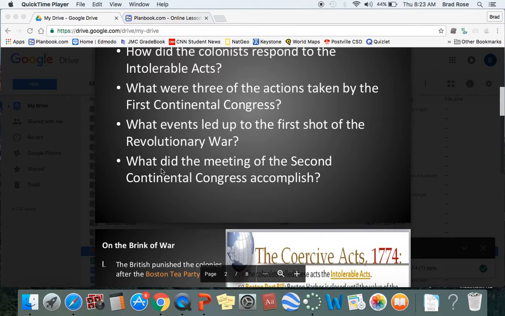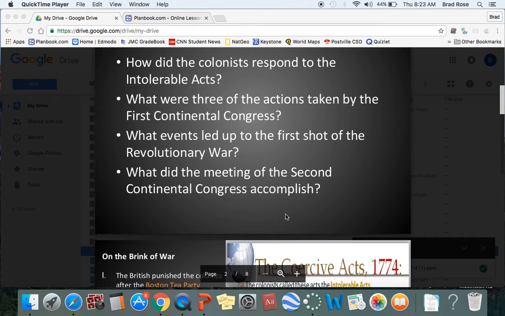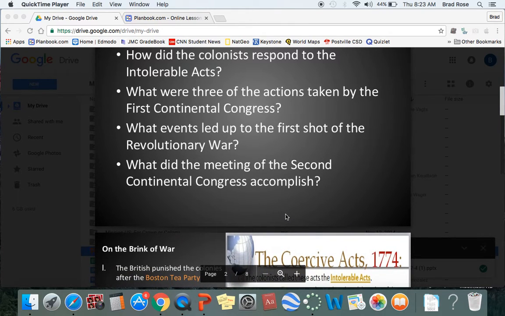Finally, what did the meeting of the Second Continental Congress accomplish? Okay, so there's a First Continental Congress. They are going to have a Second Continental Congress. What did it accomplish? What actions did it take?